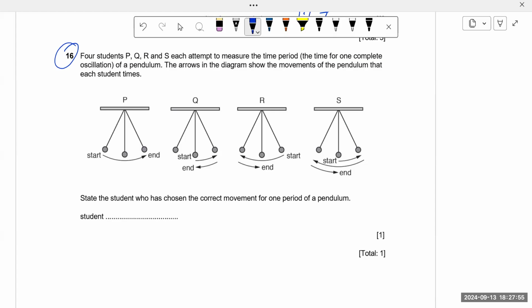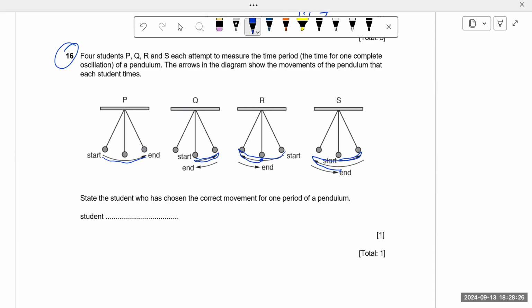So student P is timing from here to here and then stops. Student Q starts here and times until the pendulum goes there and comes back. Student R starts from here, times until the pendulum goes there and comes until this point. Student S starts here, times all of this and way back here. So which student? State the student who has chosen the correct movement for one period of a pendulum.